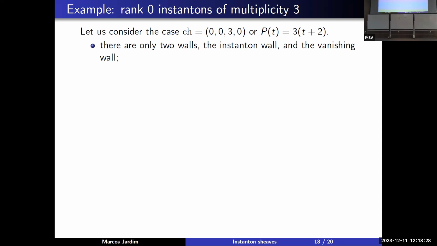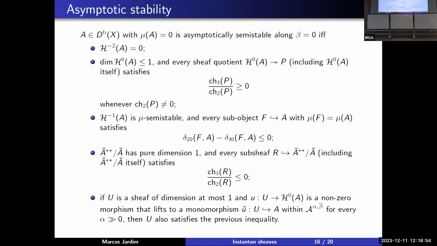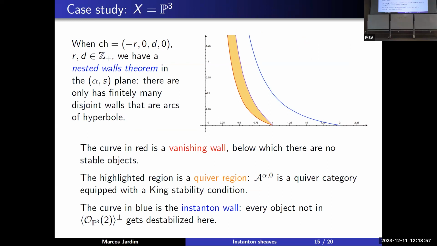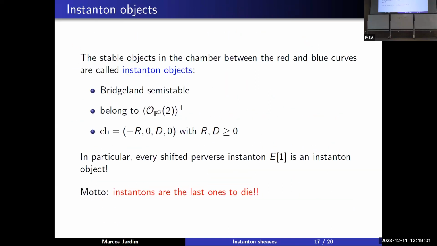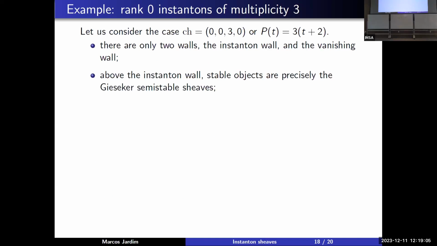One specific case in which we can do all the calculations is when you take rank 0 instantons of multiplicity 3. So these are objects in the derived category with that Hilbert polynomial, 3 times t plus 2. Here there are only 2 walls, so the picture is precisely this picture here. There's only the blue wall and the red wall: the instanton wall and the vanishing wall. Above the instanton wall, the stable objects are precisely the Gieseker semi-stable sheaves with that Hilbert polynomial. So at infinity, what you get is the Gieseker moduli space.